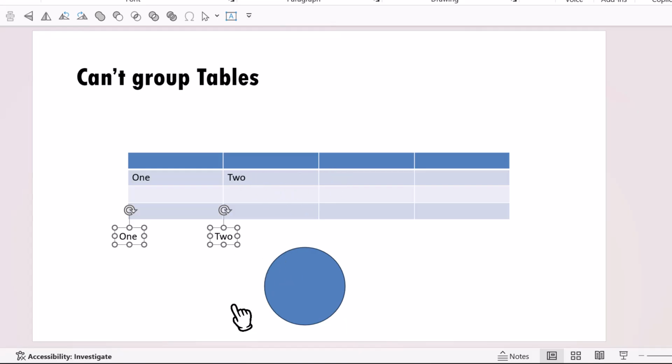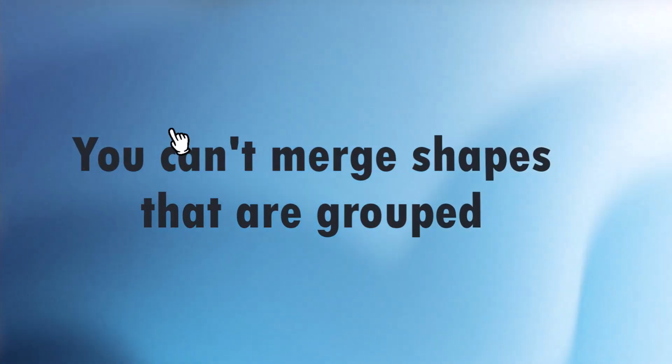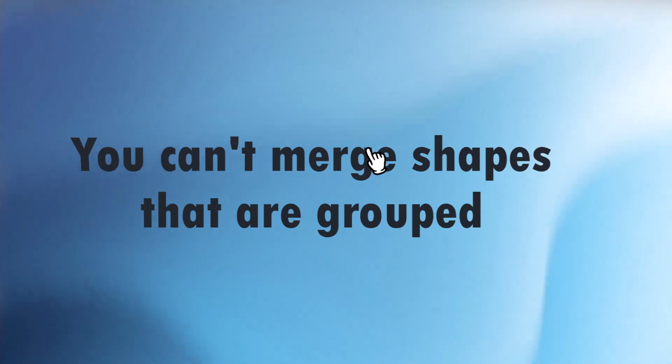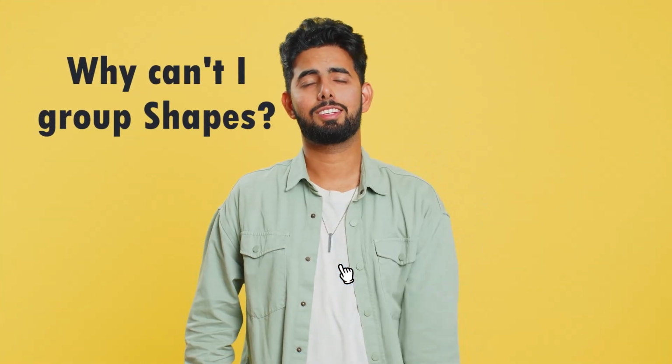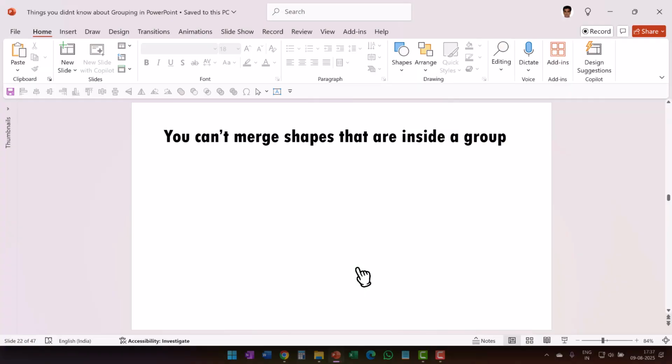So that is the way you work around grouping tables. The next limitation we have in grouping is you can't merge shapes that are inside a group. Many times I've seen people complaining that they are not able to use the merge shapes option. That is because they may not be aware that some of the objects that they are trying to use the merge shapes for might be grouped with something else. Let me show you what I mean by this.